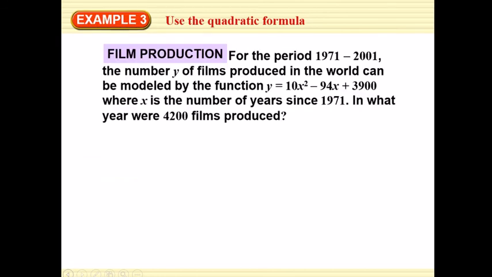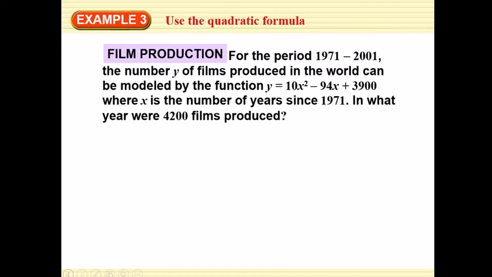Alright, here in example 3, we're going to be talking about film production. For the period between 1971 and 2001, the number y of films produced in the world can be modeled by this function. Y equals 10x squared minus 94x plus 3,900, where x is the number of years since 1971. So for example, if x was 1, it'd be 1972. If we were talking about 1975, it would be 4. In what year were 4,200 films produced?